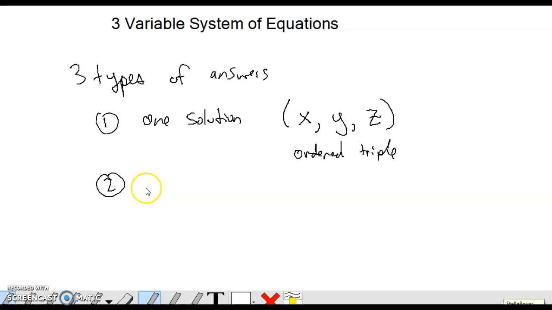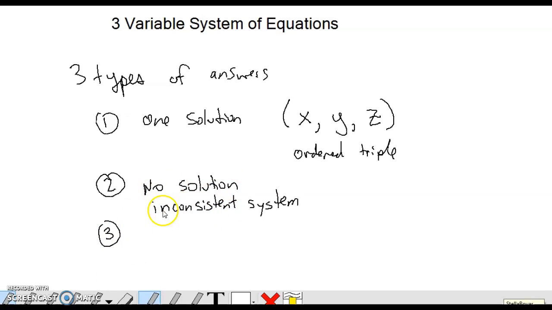And then we sometimes have no solution, which means that we are not going to get an x, y, and z. This is also known as an inconsistent system. For our answer, we can either write inconsistent system or we can say no solution. I'm in the camp of no solution.